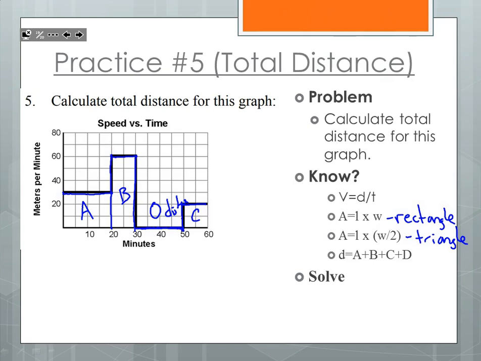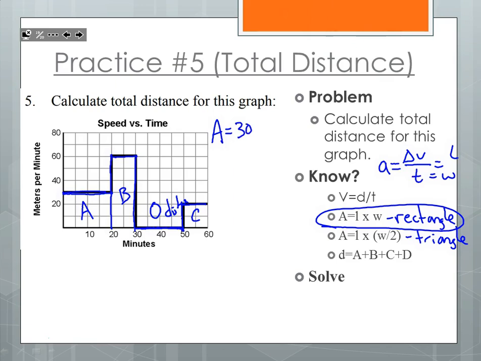Okay, so we just want to know what his distance was. So to find his distance, and these are all rectangles, so we're just going to use area equals length times width. And so we're going to be looking at, remember, acceleration equals the change in v over the change in t. So we can still assume that this is like length, and this one is going to be our width. So let's look. For A, I say that my speed was at 30, and he was at 30 for 20 minutes. So the distance was 600 meters.